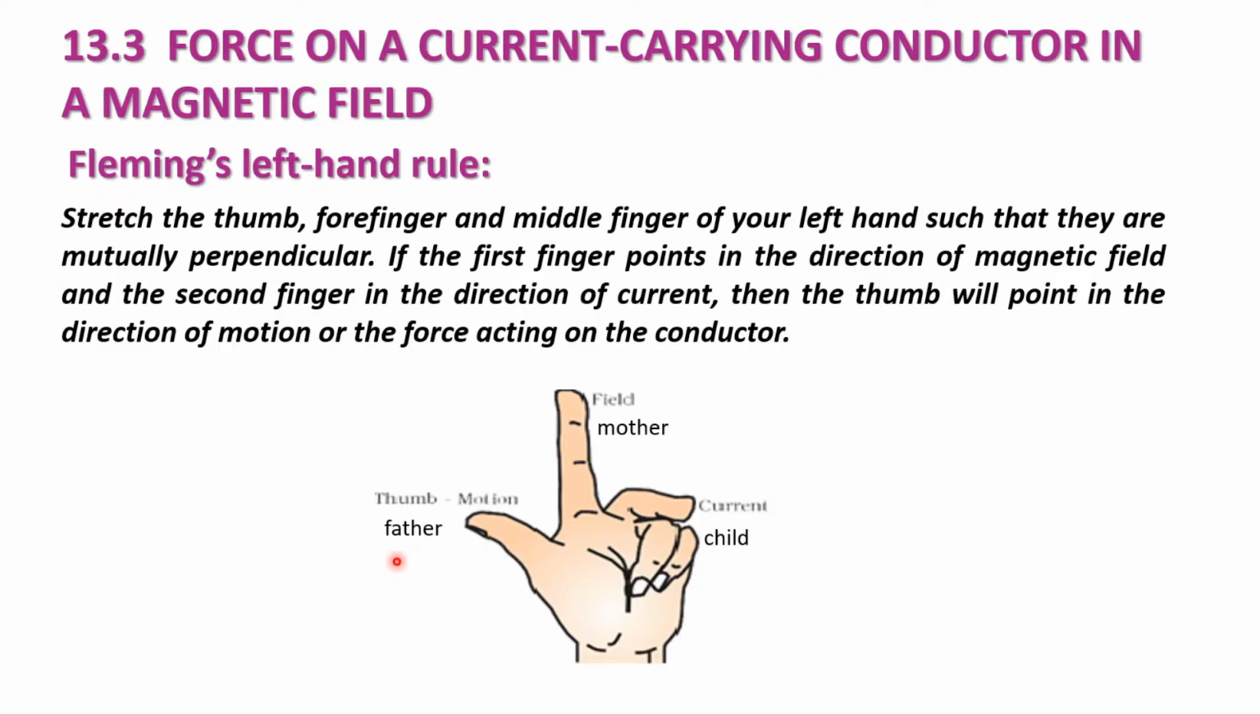We can again memorize this by the father, mother, child rule. Force starts with F and father also starts with F. Magnetic field starts with M, and mother also starts with the letter M. Then this is the middle finger. Current starts with the letter C and child also starts with the letter C. So by the father, mother, child rule, the direction of force, magnetic field and current can be known.